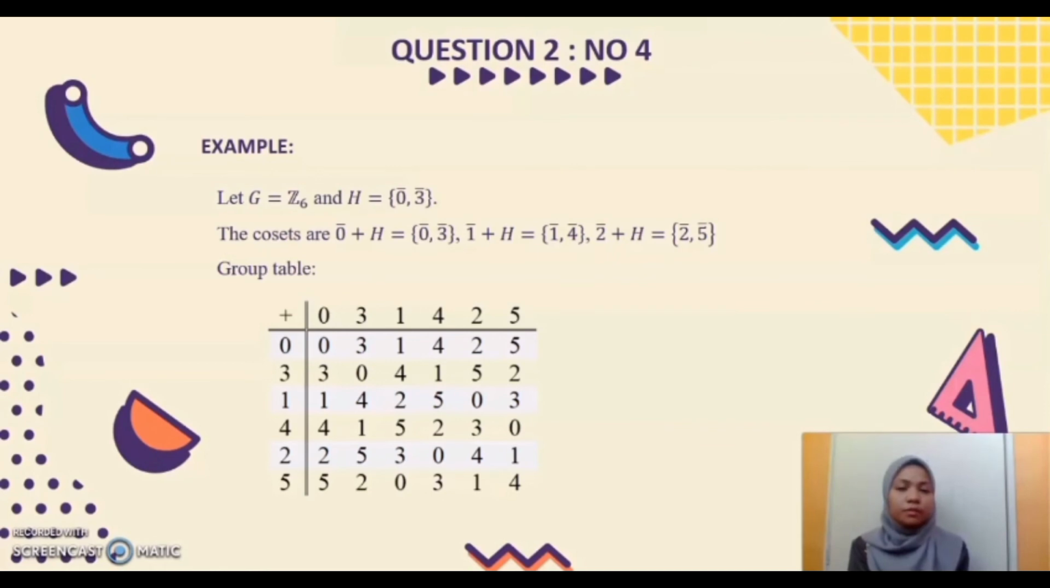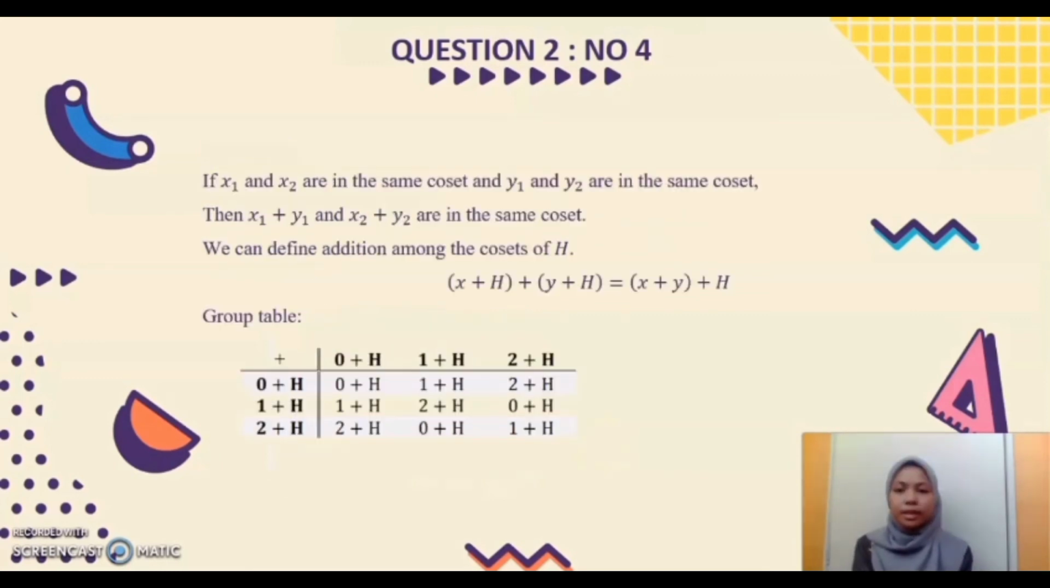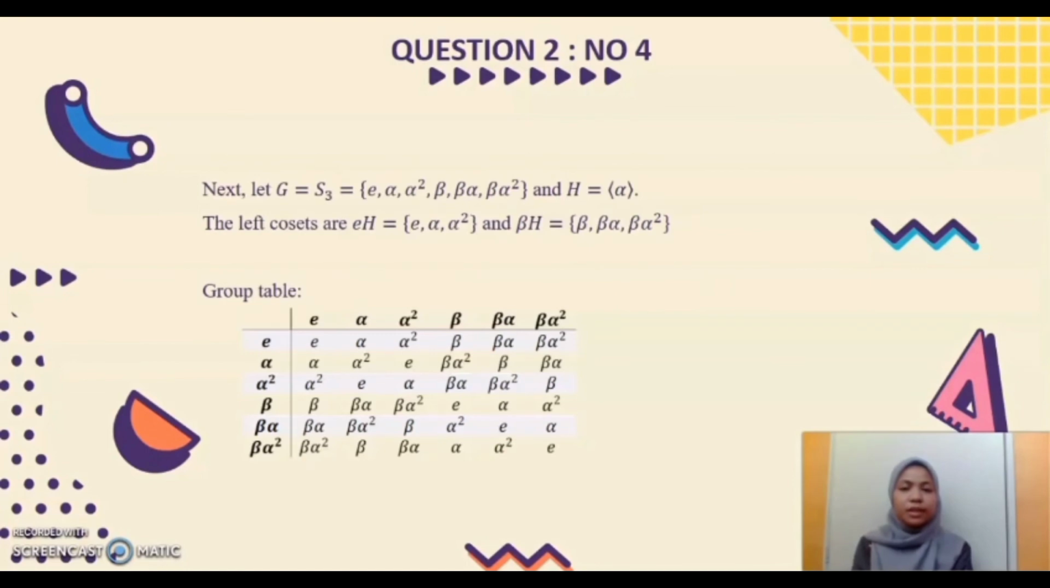Below is the group table for integers modulo 6 with the headings at the top and left sorted by coset: 0 and 3. If x1 and x2 are in the same coset and y1 and y2 are in the same coset, then x1 plus y1 and x2 plus y2 are in the same coset. We can define addition among the cosets of H: x plus H plus y plus H is equal to x plus y plus H. Below is the group table of the cosets.